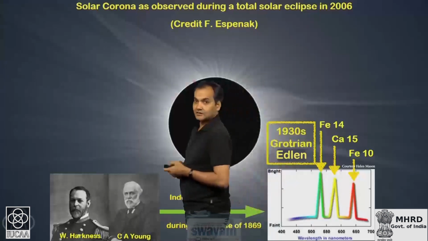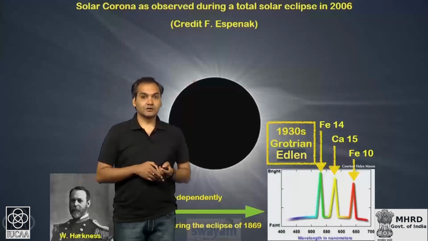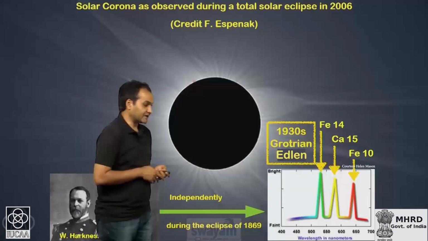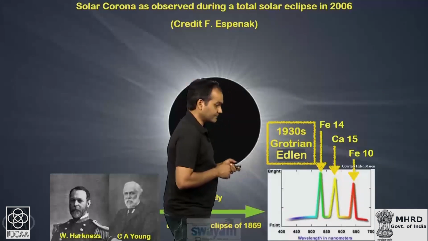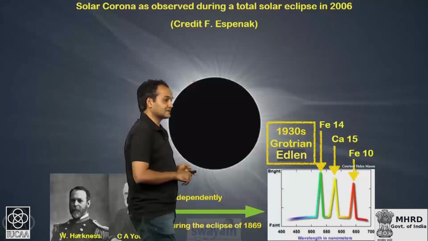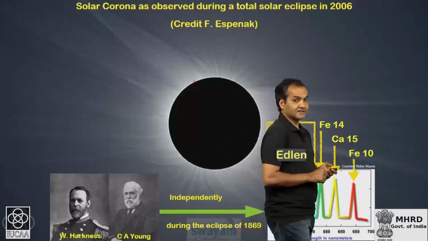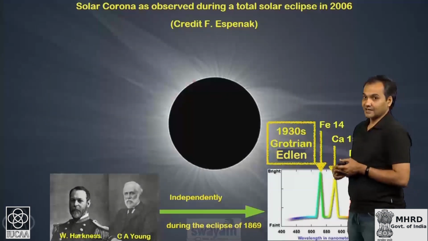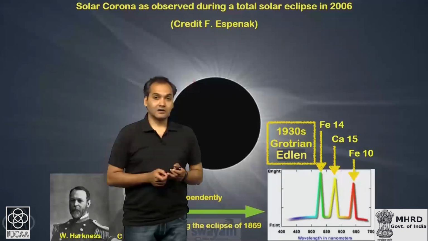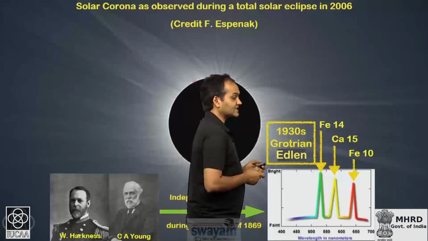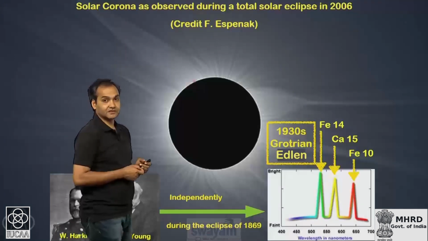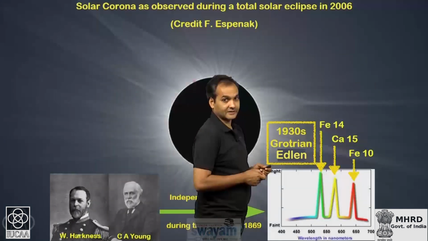But later, in the 1930s, Grotrian and Edlén found that these elements are not coronium. These lines are not due to any new element, but are essentially due to very highly ionized heavy elements like iron and calcium. How ionized? The iron has to be 9 times and 13 times ionized to produce the iron 10 and iron 14 lines, and calcium has to be 14 times ionized to produce the calcium 15 line.